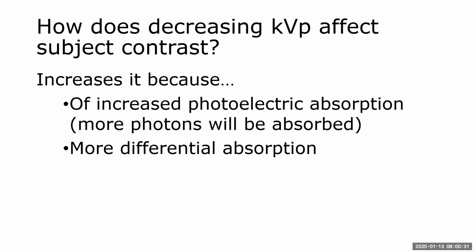So if we decrease KVP, then those photons are going to have less energy. They're going to have less penetrating ability. So there's going to be more of a chance that they're just going to be absorbed, which is going to create more differential absorption, or more difference between the way the body parts absorb the radiation.